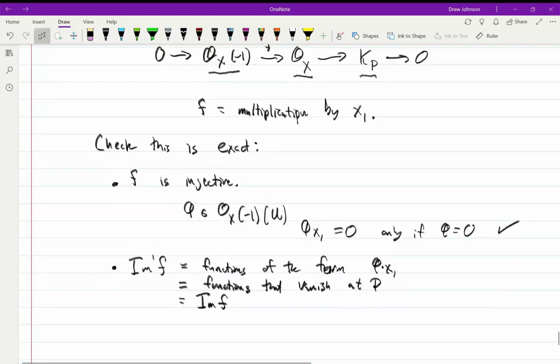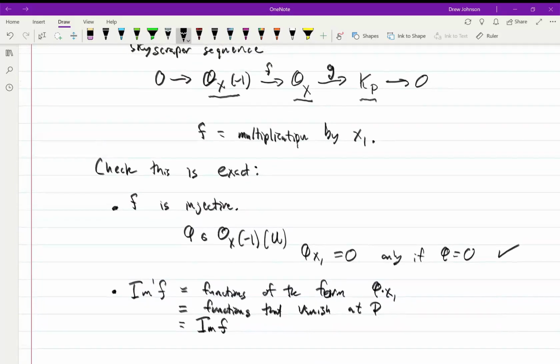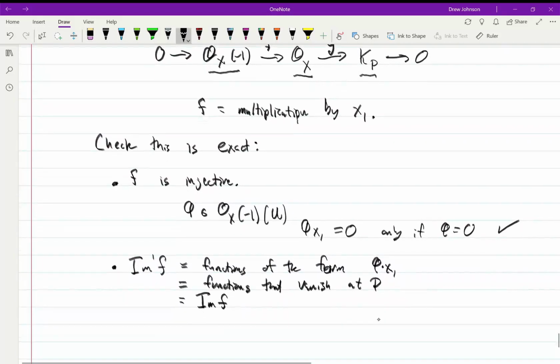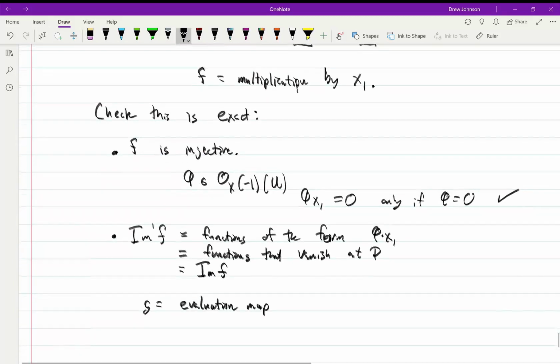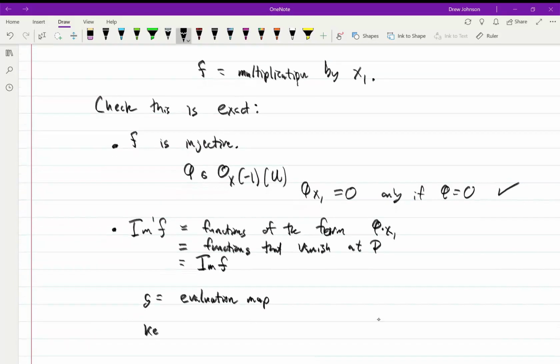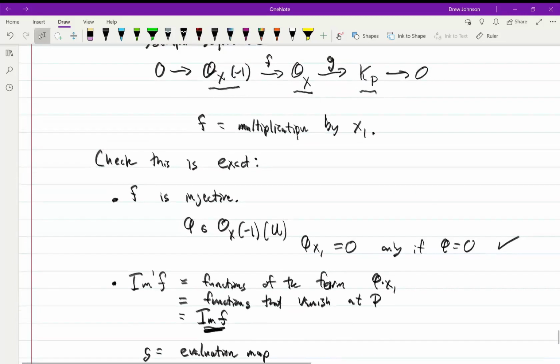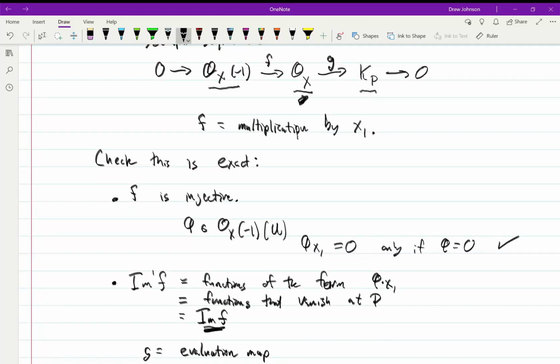Okay, and now let's think about this map g. What is this map g from O_X to K_P? g here is just the evaluation map that takes a regular function and evaluates it at P. So it's easy to see now that the kernel of g is also equal to functions that vanish at P. All right, so we have the image of f is equal to the kernel of g here, so that gives us exactness in the middle.